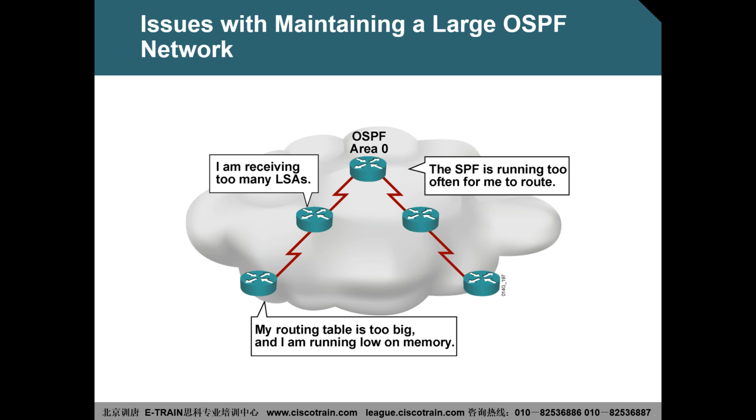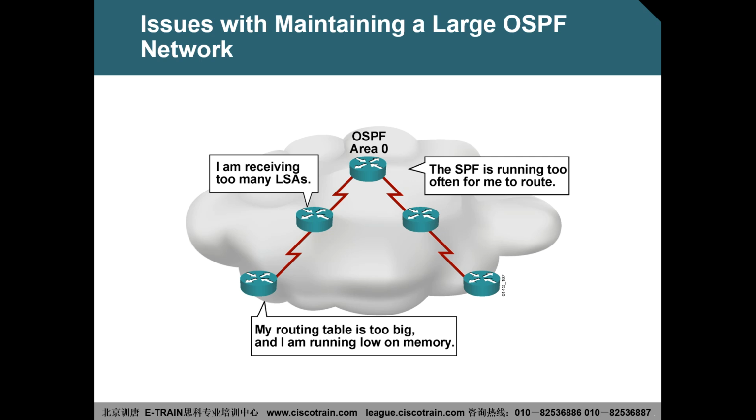What are they? I am receiving too many LSAs. My routing table is too big and I am running out of memory. OSPF is running the SPF too often for me to route. These problems come because when there is no area, there will be too many routers, too many networks, too many LSAs, too big a routing table, too much of the SPF algorithm running as soon as it receives new LSAs.